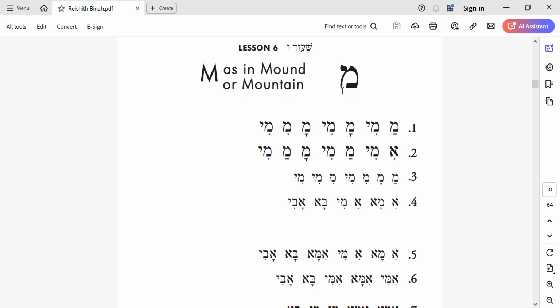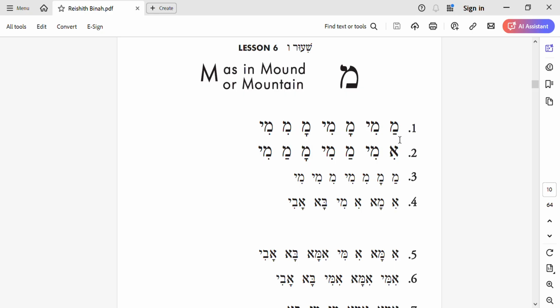Lesson 6, mem. This is the letter mem. It makes the sound m, as in mount or mountain. And just like we did with the other letters, once we learn a particular vowel, we can just plug in whatever letter we need. So ma, mi, ma, mi, ma, mi, mi.